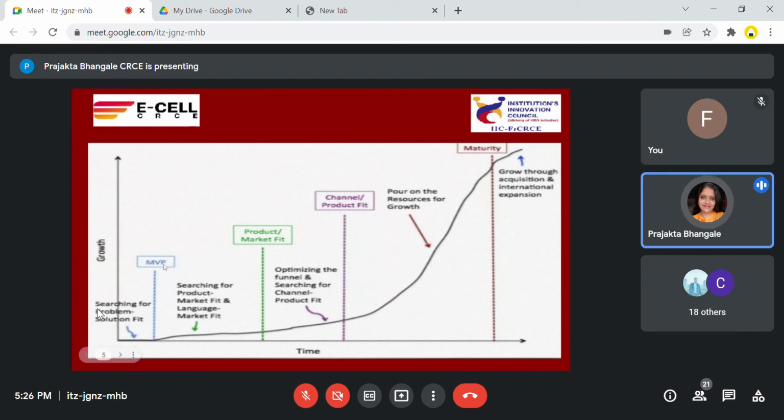What do you mean by this MVP? MVP is a minimum viable product. It is nothing but, in simple words, I can simply say it's the prototype. Okay, it's the prototype.